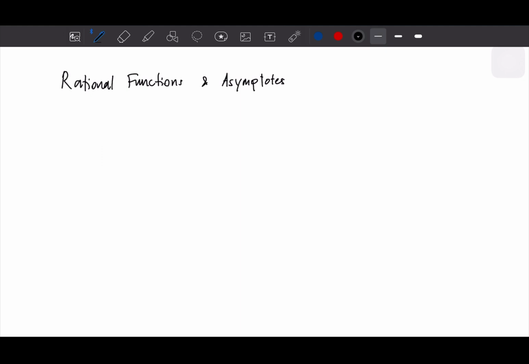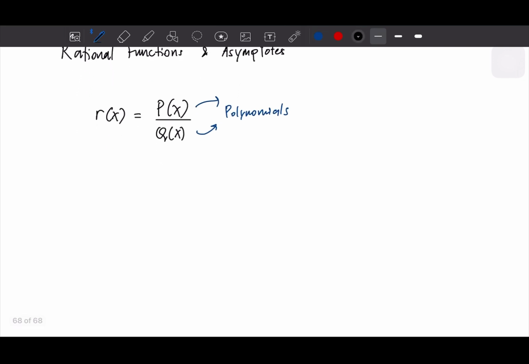So rational functions, let's say we have R(x), based on the numerator and denominator of a function, like P and Q. We know that P and Q are both polynomials. To start with, for a simple explanation, we could see a function, for example, 1 over x. I think it's easy to follow and to imagine.